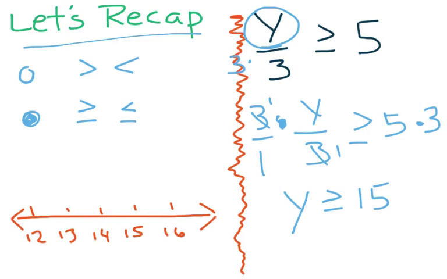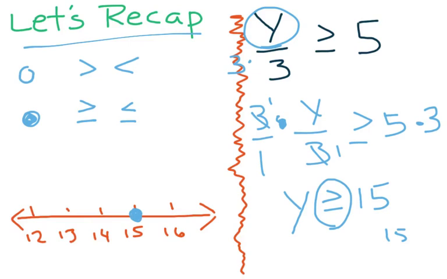And so, am I going to have an open circle or a closed circle? Closed circle, right? So I'm going to put a closed circle at 15 because it has that equal sign in there as well. And now I've got to decide which direction it needs to go. So if y is greater than or equal to 15, does 15 work? Yes, that's why we have that closed circle. So 15 works. Does 16 work?